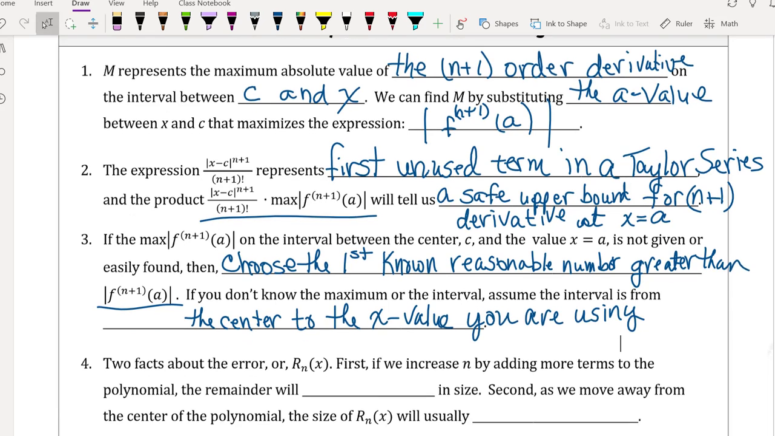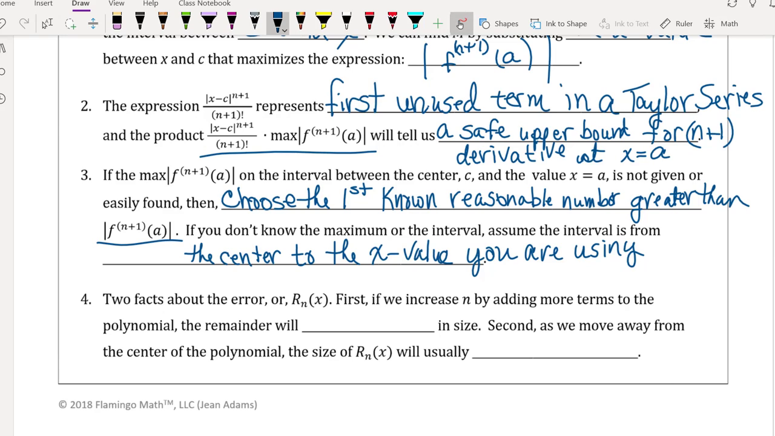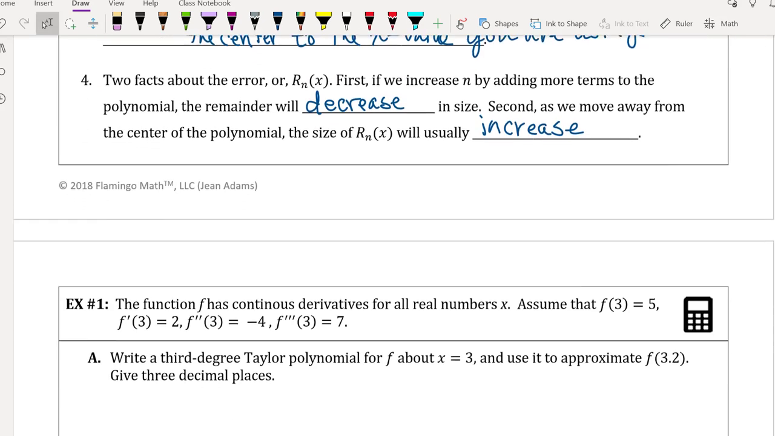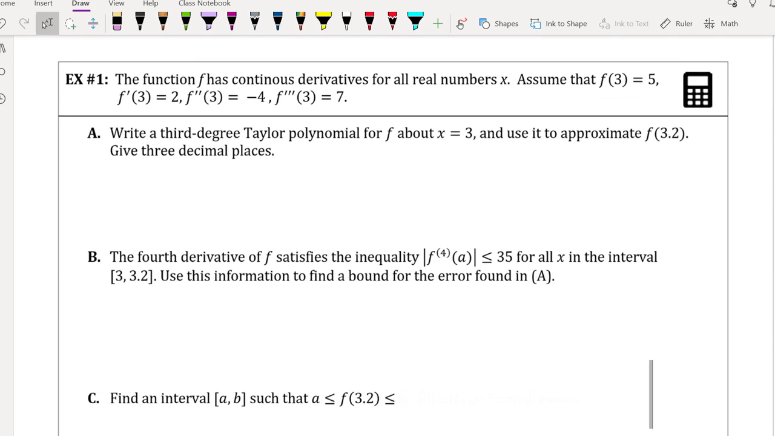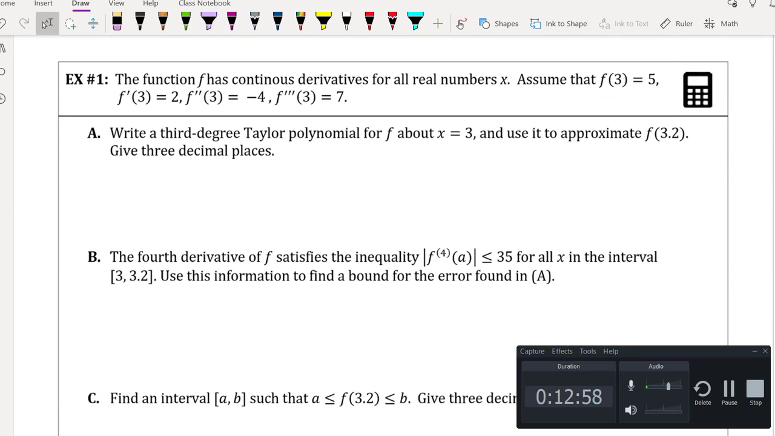And then finally, two facts about the error, R sub n of x. First, if we increase n by adding more terms to the polynomial, the remainder will obviously, hopefully, decrease in size. Second, as we move away from the center, the size of R sub n will usually increase. Because remember, the accuracy of our Taylor polynomial or Taylor series is based on where the center is. The further you get away from the center, the less accurate it is. Okay, so let's do some examples. And I think I'll just hold the examples off to part 2.